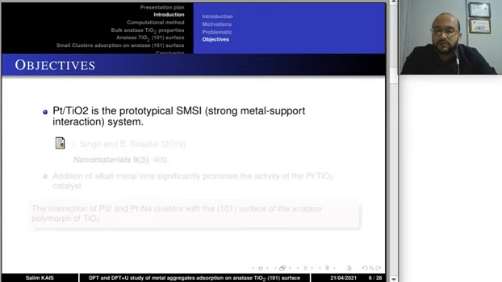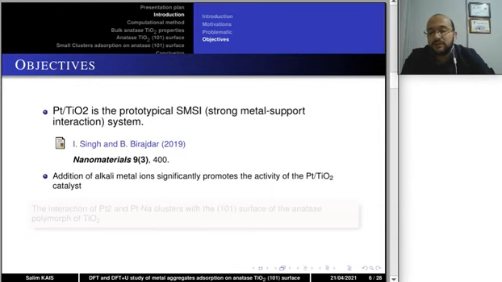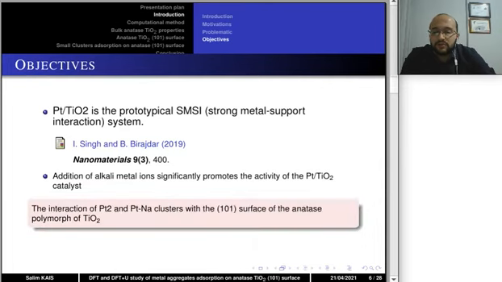Platinum is one of the most studied metals on single crystal titanium surfaces, and recent research shows that addition of alkali metal ions significantly promotes the activity of platinum on titanium dioxide catalyst. In this presentation, we will focus on the interaction of platinum dimer and platinum-sodium clusters with the 101 surface of the anatase polymorph of titania.